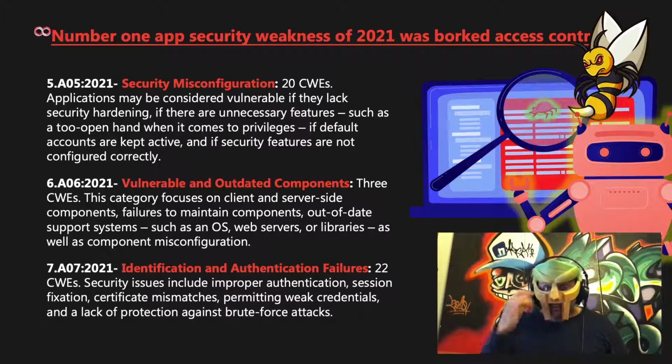Number 7 on the list was identification and authentication failures with 22 CWEs. Security issues include improper authentication, session fixation, certificate mismatches, permitting weak credentials, and a lack of protection against brute force attacks.